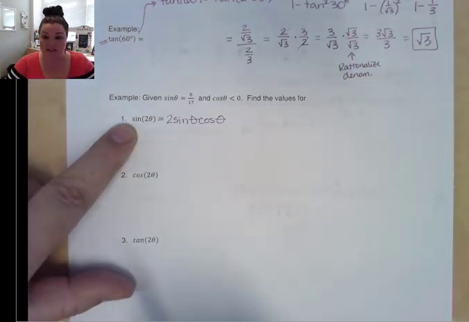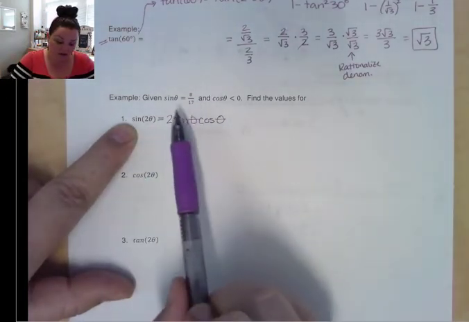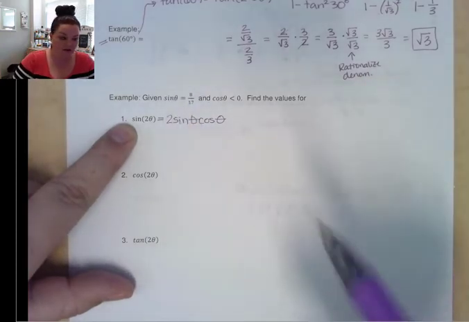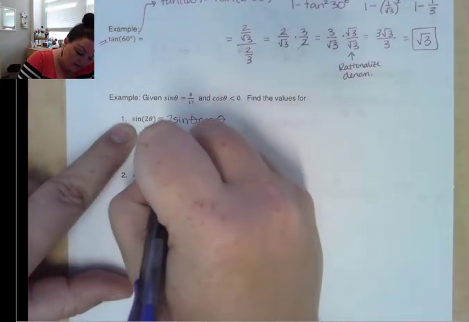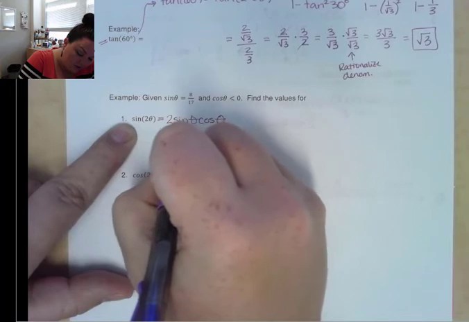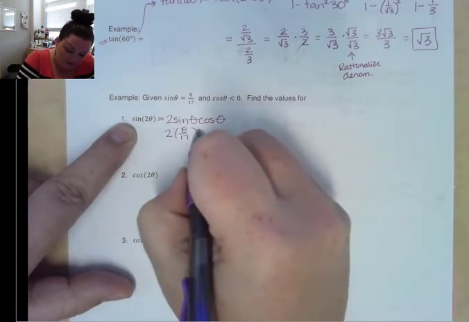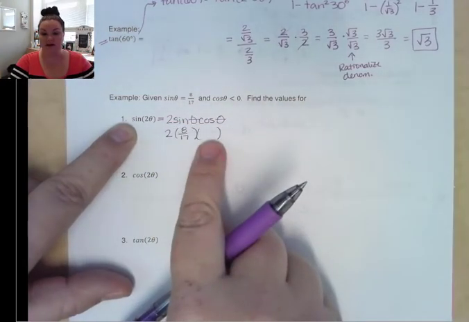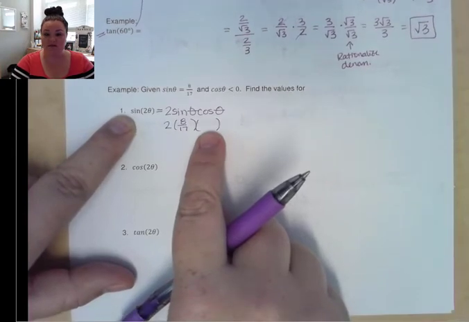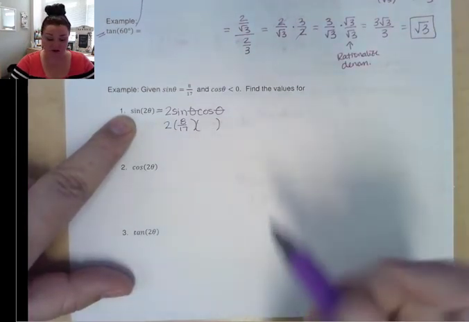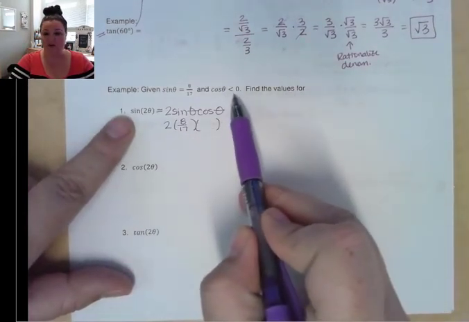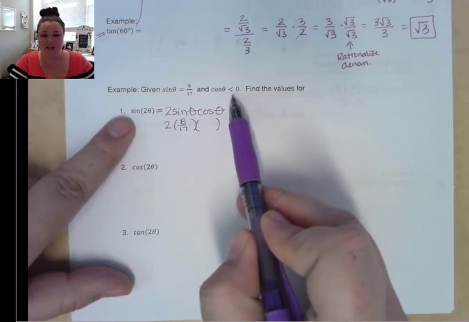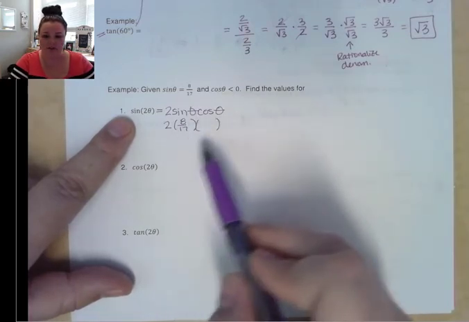So let's look at what was given. What was given was the sine value of theta. So I can go ahead and plug that in, 2 times 8 over 17, but I still need to know the cosine value. And the only thing that I was given in regards to the cosine value is that it's less than 0, so we know it's negative. So we're going to have to do a little calculating in order to be able to finish this problem.